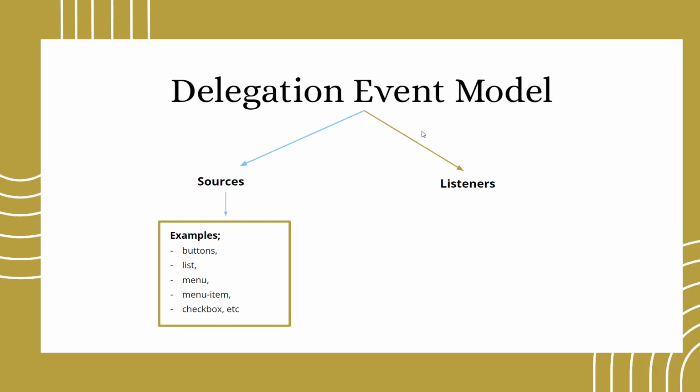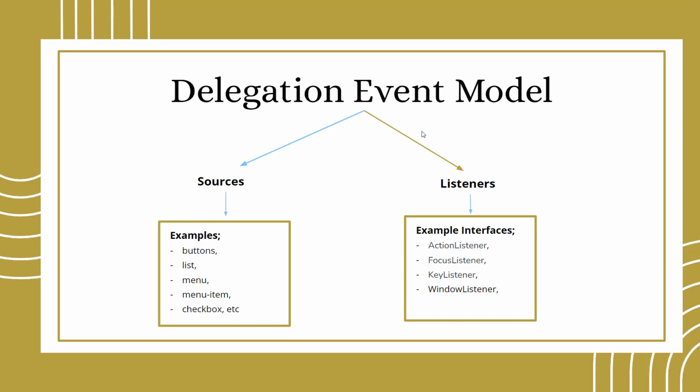The sources are just the graphical user interface items, what the user interacts with in your application. So we have buttons, lists, menus, menu items, checkboxes, etc. The sources generate the events, okay? Then we have the listeners, and the listeners are used for handling the events generated from the source.